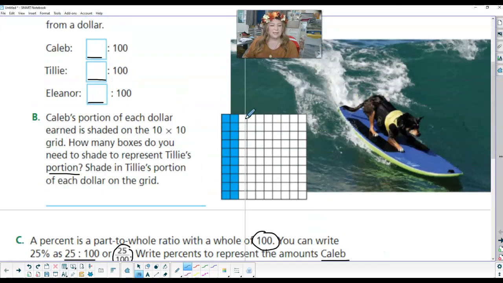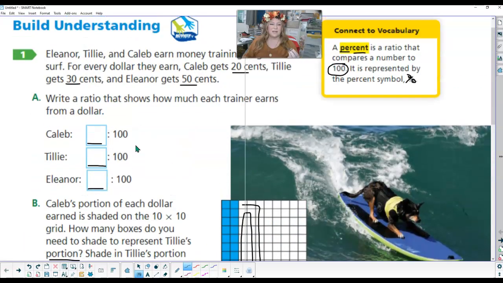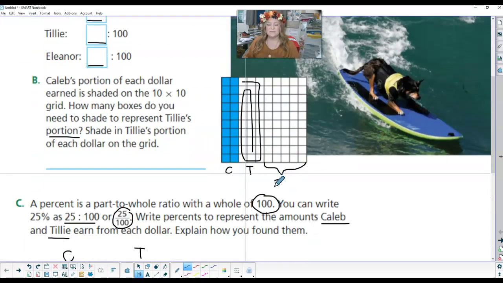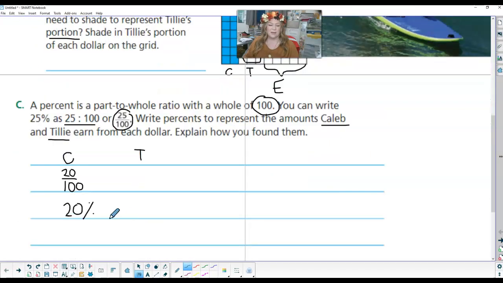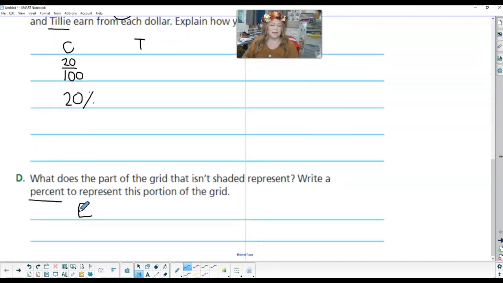So if you remember, we had Tilly up here, and she had 30 of these boxes. She earned 30 cents. So that means the rest of this, right? So here is Caleb's section. Here is Tilly's section. And there's 10, 20, 30, 40, 50. Eleanor had 50. So the rest of this is Eleanor up here. So I want you to write the fraction and the percent for Eleanor, remembering that percents are always out of 100. Let's go ahead and finish that up.